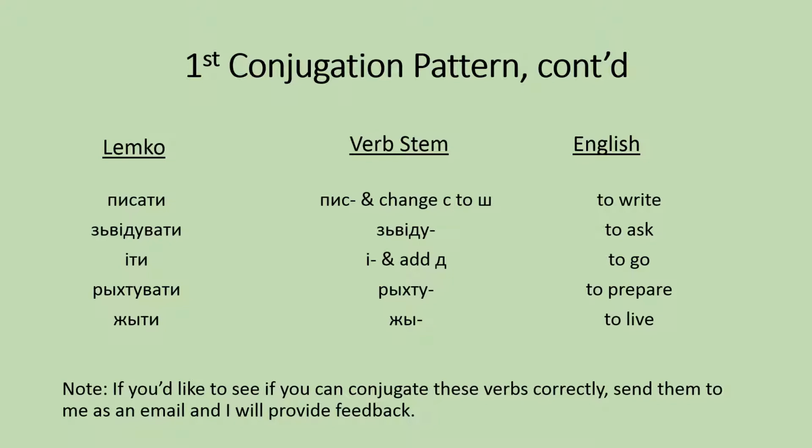The Lemko verb ite means to go. The verb stem of ite is e, and you add d. The Lemko verb rychtuvate means to prepare. The verb stem of rychtuvate is rychtu.